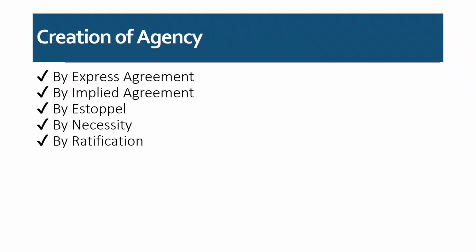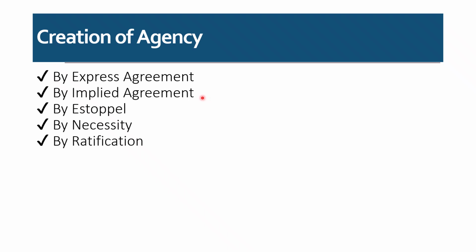Now we understand that agencies can be created in several ways, even without a written contract. So what are those ways? First is agency by express agreement. It can be created by spoken words or in writing. For example, a written agreement between a company and a sales representative. Next is agency by implied agreement, where it is created through conduct or circumstances. For example, a shop assistant automatically becomes the agent for the shop owner, right?